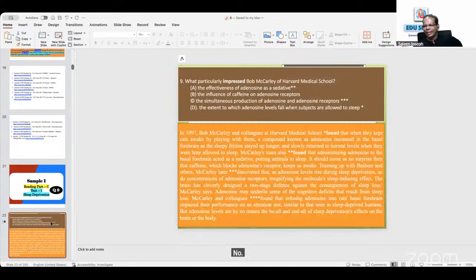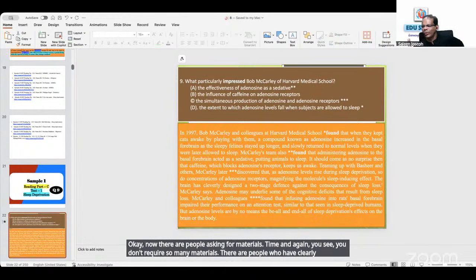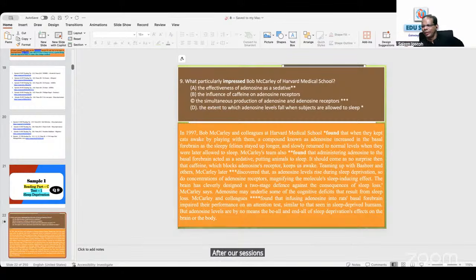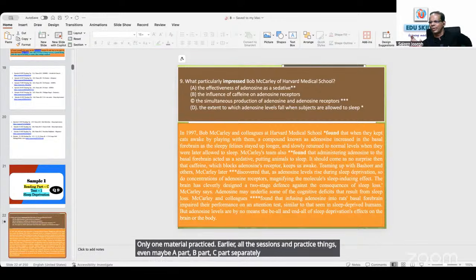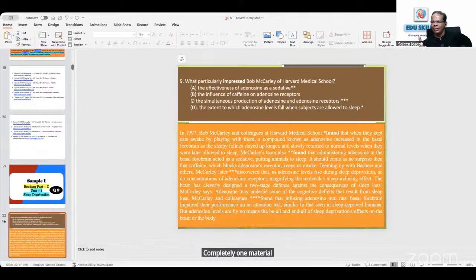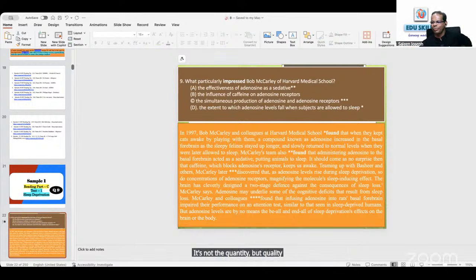Okay, now there are people asking for materials time and again. You see, you don't require so many materials. There are people who have clearly explained they have done only one reading material fully after our sessions and got 430 in the exam. Only one material practiced. Earlier, the A part, B part, C part were practiced separately, but completely one material in the mock test. And they got 430. So it's not how many materials you practice, how you practice is important. It's not the quantity, but the quality of practice.